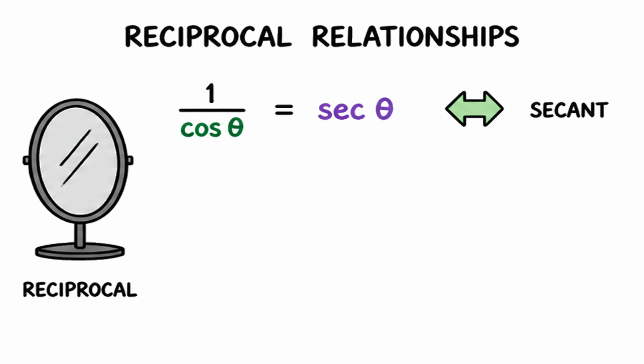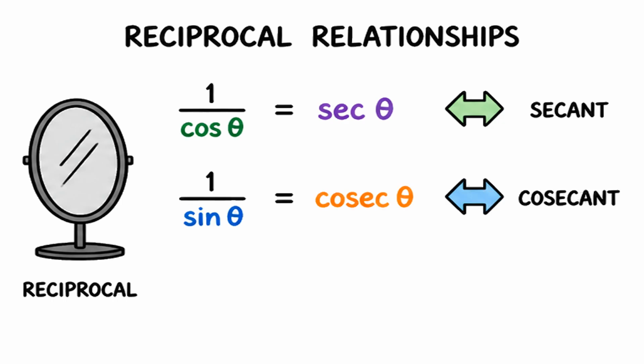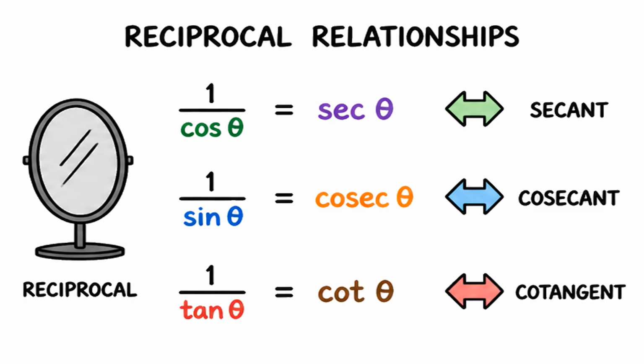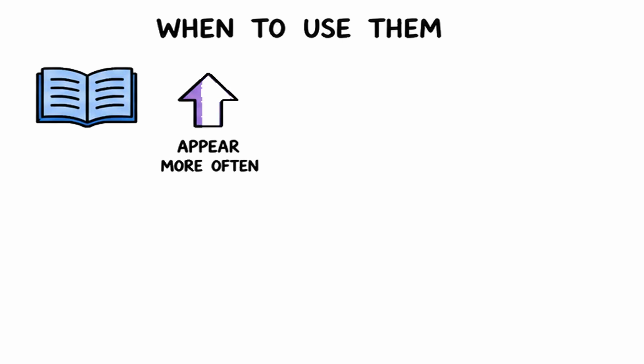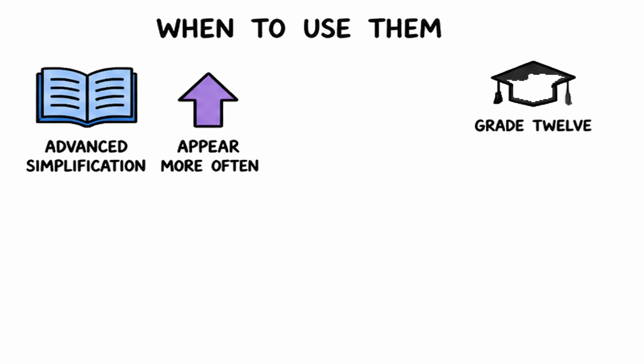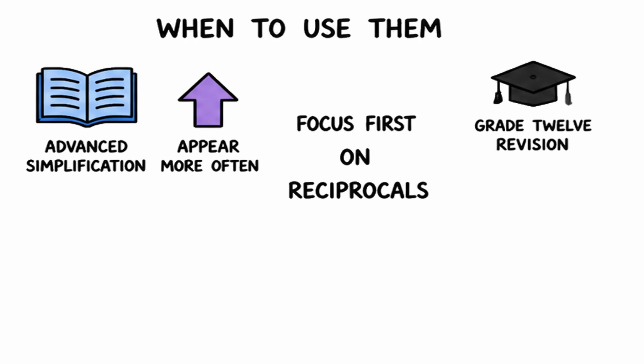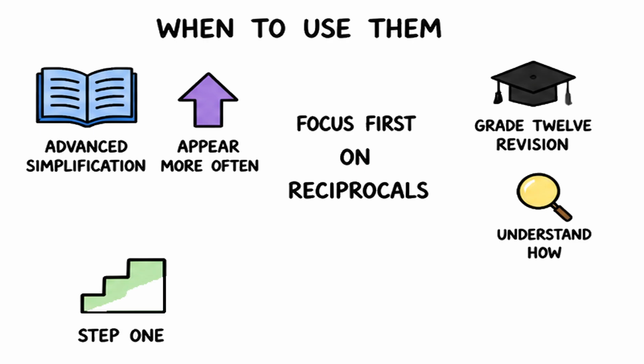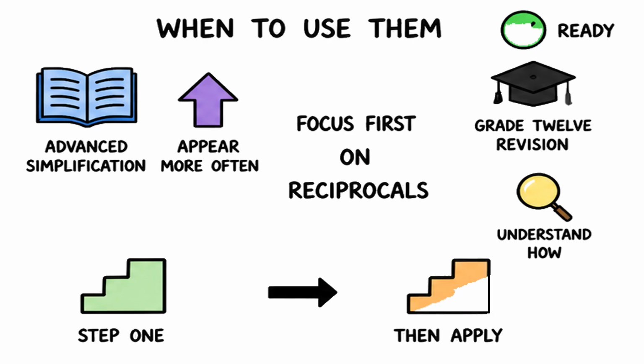You may also encounter reciprocal trigonometric functions. Secant theta is the reciprocal of cosine theta. Cosecant theta is the reciprocal of sine theta. Cotangent theta is the reciprocal of tangent theta. These reciprocal functions appear more often in advanced trigonometric simplification. For grade 12 revision, focus first on understanding how reciprocals work before applying them.